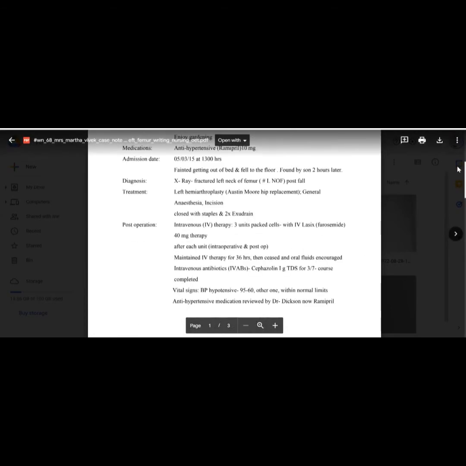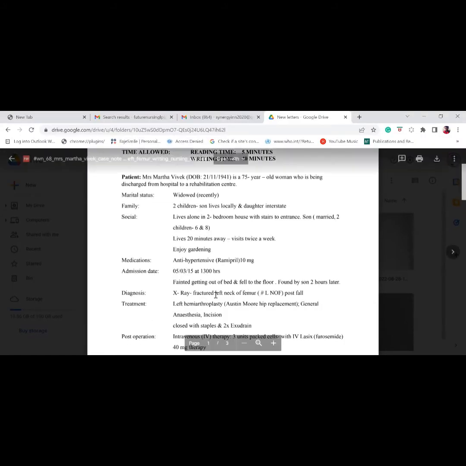One management dressing. Okay, patient was admitted. Mrs. Mata Vivek, that's the date of birth, discharged from hospital to a rehabilitation center. Marital status. So we have to note all the details like that. Now, one thing that's very important for you to know is the admission date. So note this admission date. We look at this date. This is the date that most likely will also be the date of your exam. So that's what you're going to be writing.